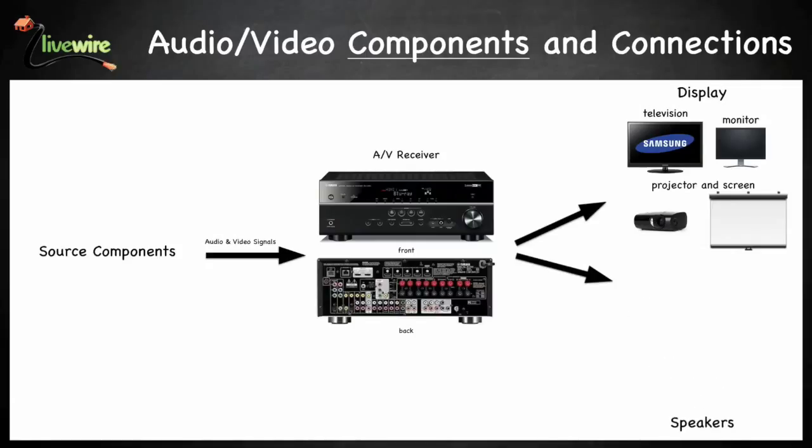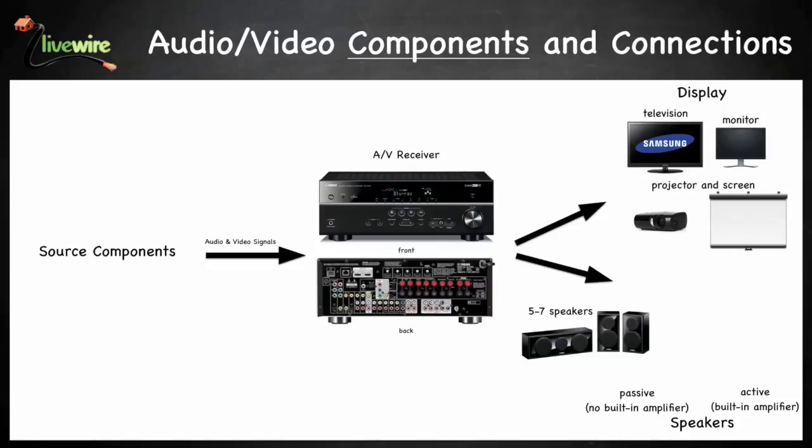The speakers may be passive or active. Passive speakers do not have a built-in amplifier and must be connected to the receiver. Active speakers have a built-in amplifier and therefore don't have to run through the receiver. They can be connected directly to the source component or display. The speakers might include 5 to 7 individual speakers for surround sound, a single soundbar placed below the display, and/or a subwoofer.